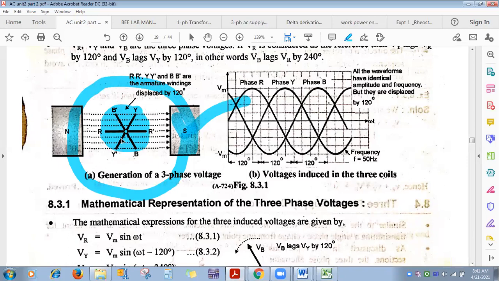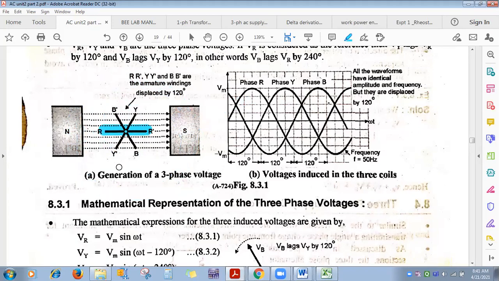We give mechanical input to the generator. Because of that, these 3 windings start to rotate, and then they are cut by this flux. So what will happen as per Faraday's law of electromagnetic induction? EMF will get induced in the R phase winding, the Y phase winding, and the B phase winding also. 3 windings are there. The first one is the R phase, the second one is the Y phase, and the third one is called the B phase winding.